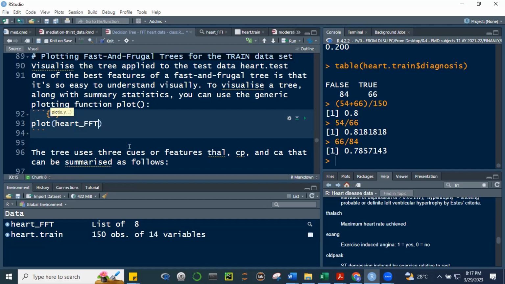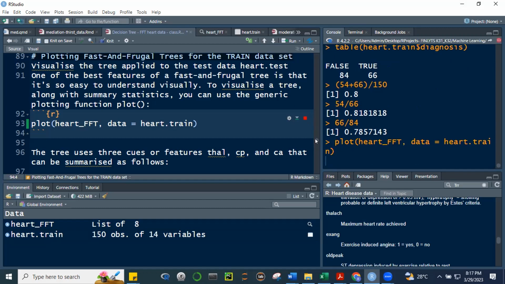So ipa-plot natin yan. Tapos, we have to identify the data. Ang data natin, data is equal to yung train data natin, heart.train. Okay. Ano lumalabas, class? Emergency room decisions, tapos meron siyang parang flowchart. Yan.